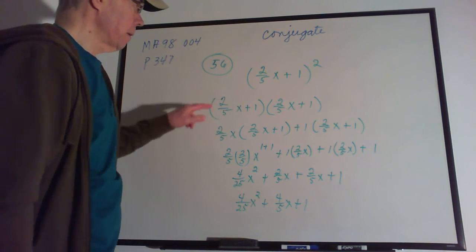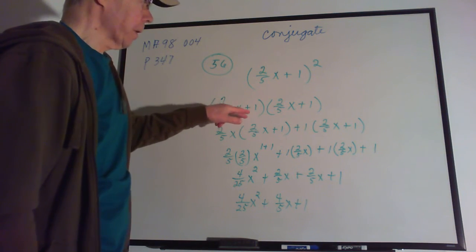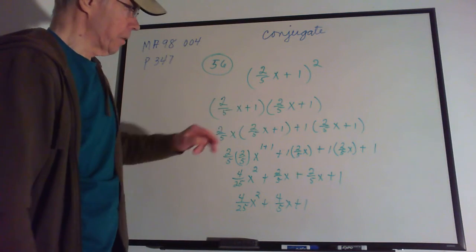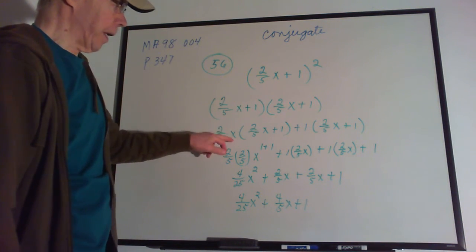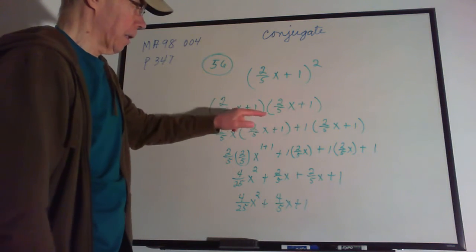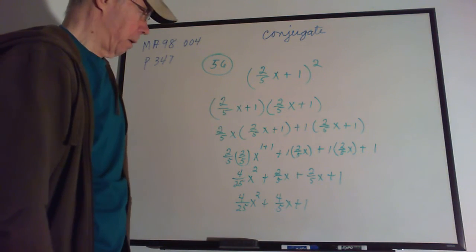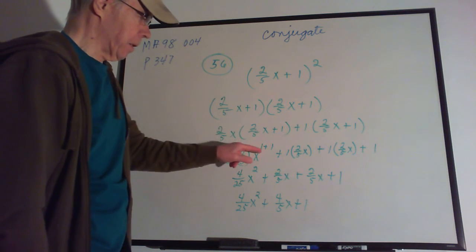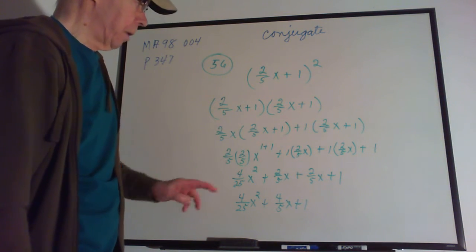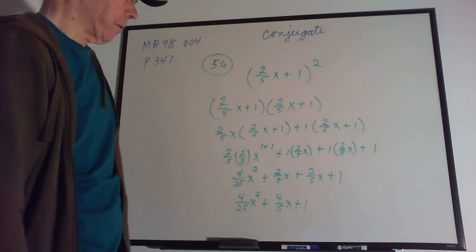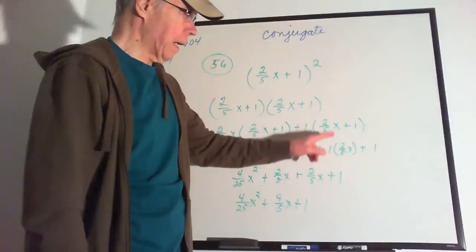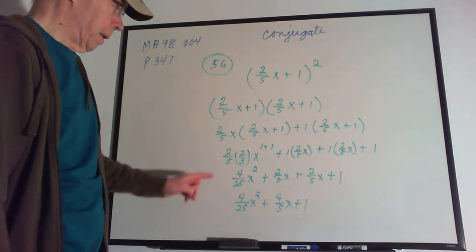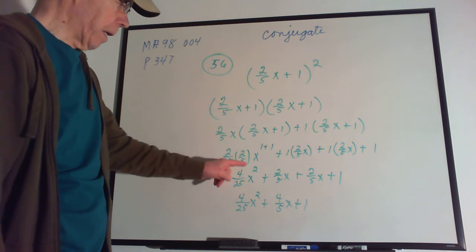All right, so it tells me to multiply 2/5 x plus 1 by 2/5 x plus 1. That means everything inside this parentheses gets multiplied by 2/5 x. Then everything inside this parentheses gets multiplied by 1. 2/5 times 2/5. X times x gives me x squared, add my exponents. 1 times 2/5 x, and then 1 times 2/5 x. 1 times 1 will give me 1. 2 times 2 is 4, 5 times 5 is 25.